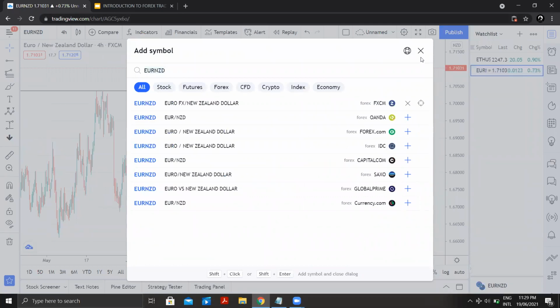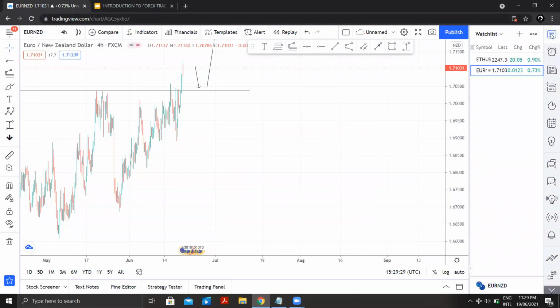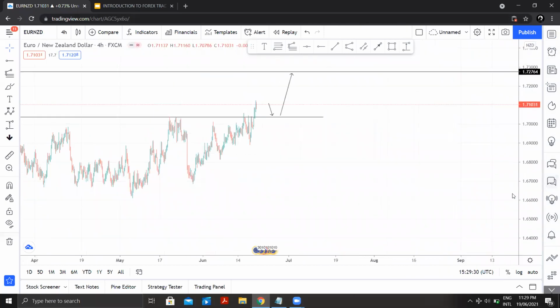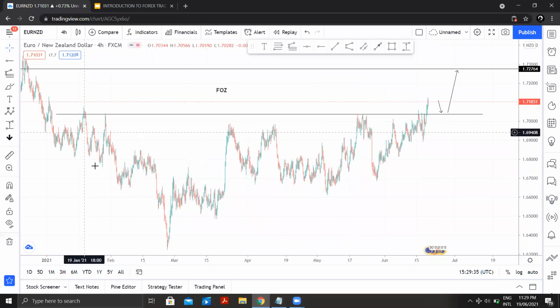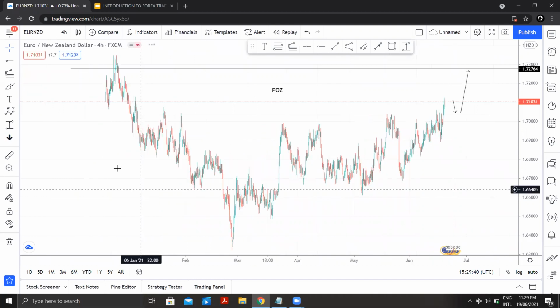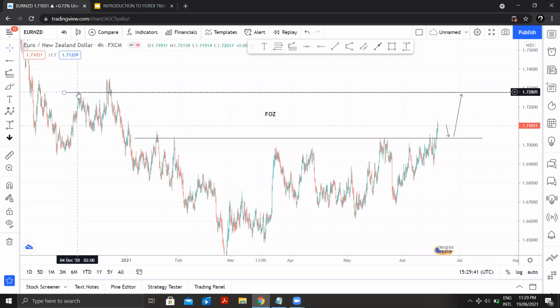EURUSD. So on EURUSD, we have our QML. This is the QML line. We have a fake out. We call this the fake out zone.